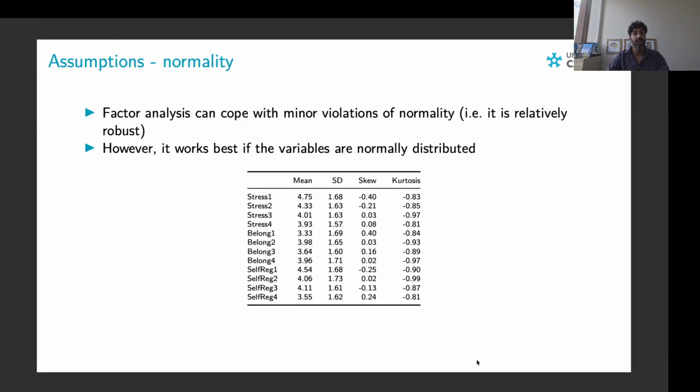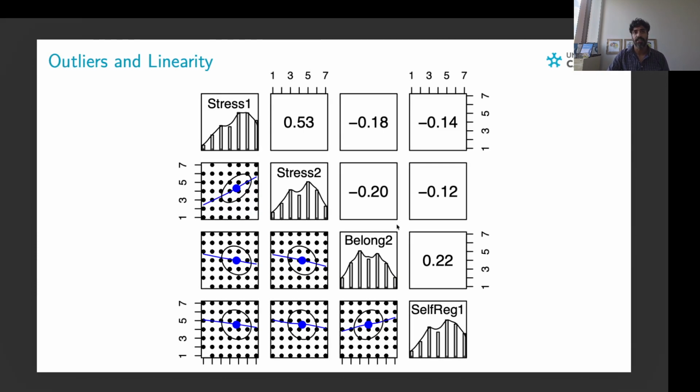We'll look at normality. So here's the data. I've plotted it for each of these measures. So the stress measures, belonging measures, self-regulation measures, 1 to 4, and you have the mean, standard deviations. Ideally you could also plot this data and see: is it skewed? Is there kurtosis? Ideally, it works best when it's normally distributed, but factor analysis can cope with minor violations of normality. Looking at this is useful, but I often think looking at the histograms is even better to get a good sense of it.